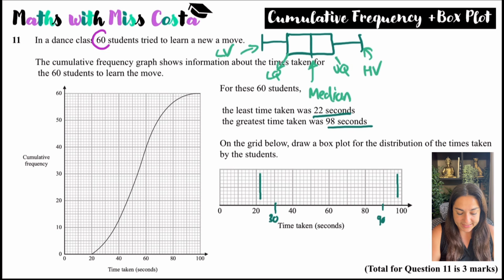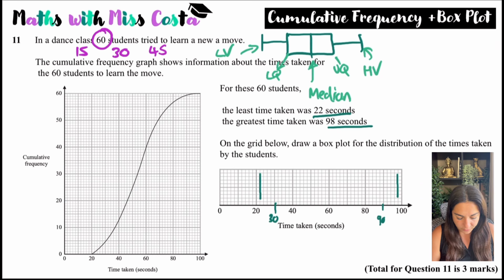So there are 60 students. From my cumulative frequency, the way I work out the median is I halve the total value of the cumulative frequency. So the median would be 30. The lower quartile would be a quarter of the total. So a quarter of 60 is 15. And 3/4 is the upper quartile, so that's 45.